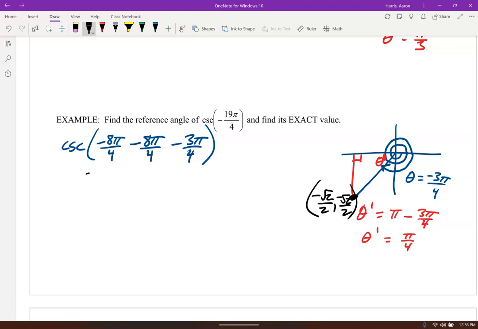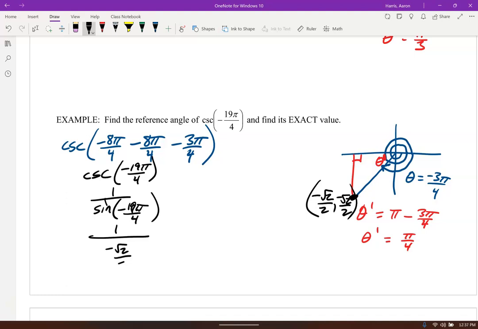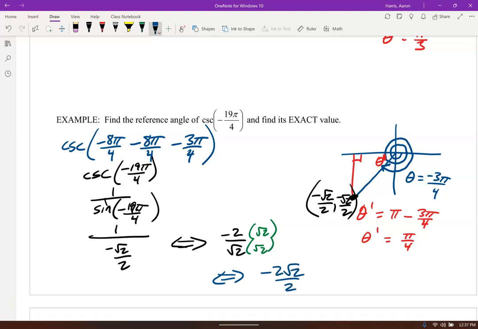So the cosecant is the same as 1 over the sine. And the sine here is the y value. Now we've got to flip that over, 1 over that, right? Multiply by the reciprocal. Rationalize that. And we've got negative 2 root 2 over 2. The 2's cancel. This just ends up being negative root 2.